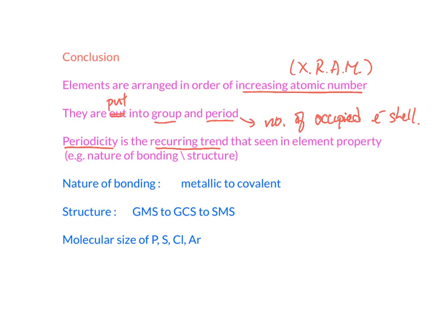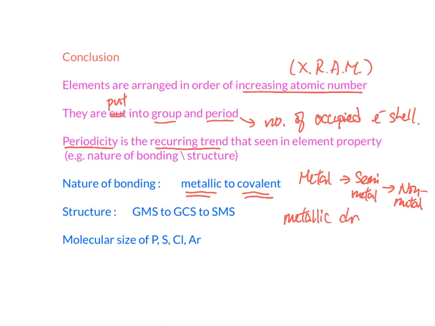So we'll talk about the nature of bonding and also structures. The nature of bonding, you will find that they will change from metallic to covalent. They will change from metal, semi-metal, and then they go to non-metal. So we also have one description for that. We'll say that the metallic character of the elements goes down.